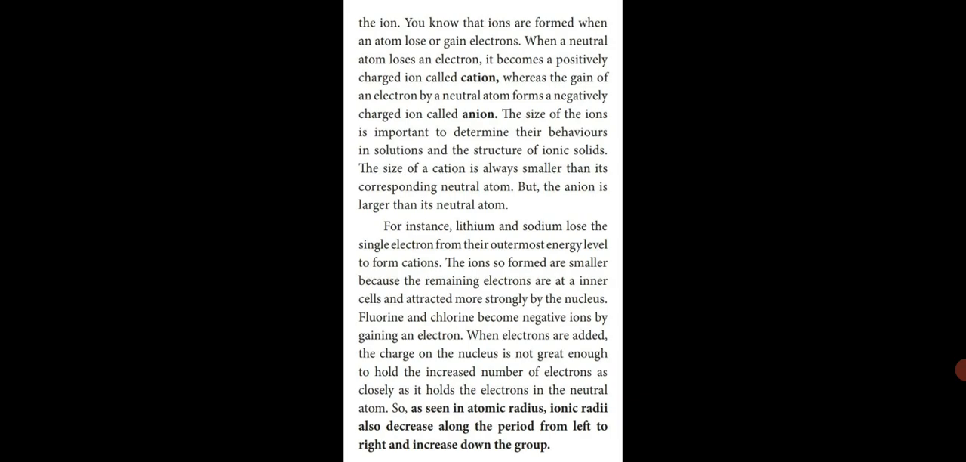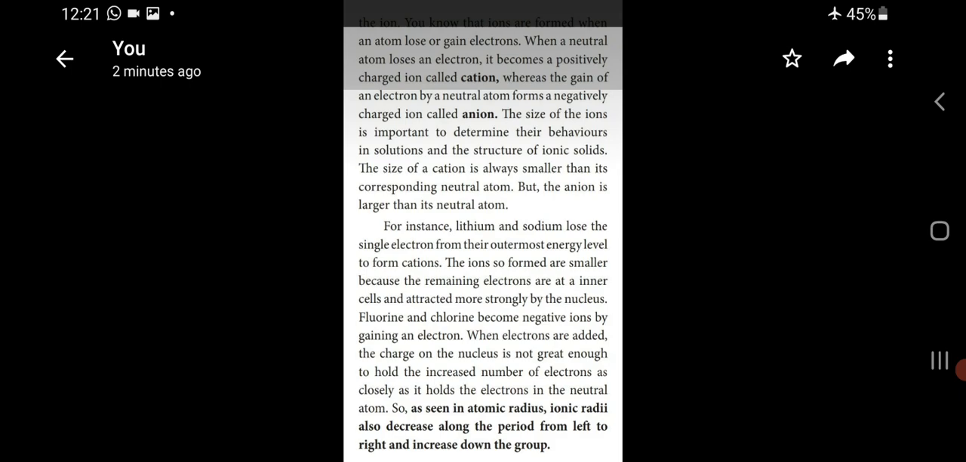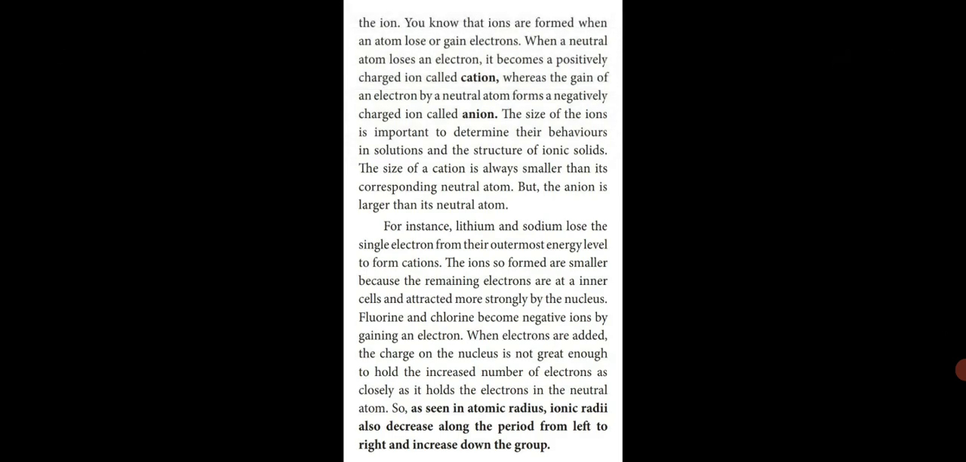So as seen in the atomic radius, ionic radius also decreases along the period from left to right and increases down the group. This point about atomic radius, that it decreases from left to right and increases down the group from top to bottom, you must know. And in ionic radius, along the period it decreases from left to right, and increases down the group.